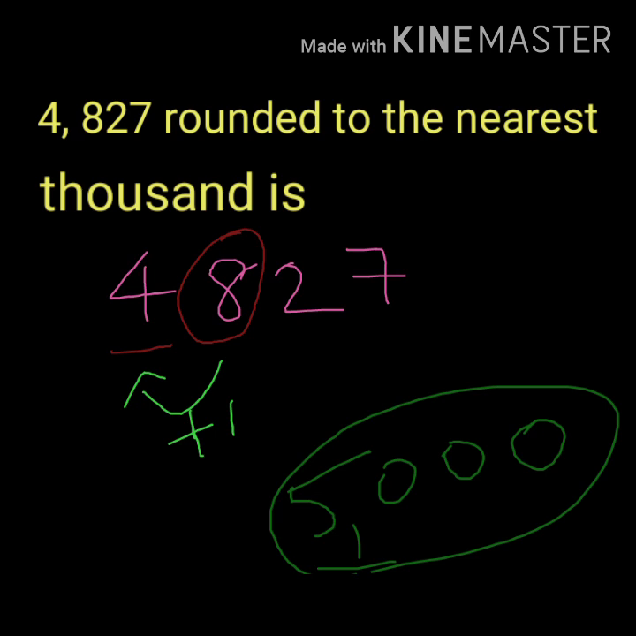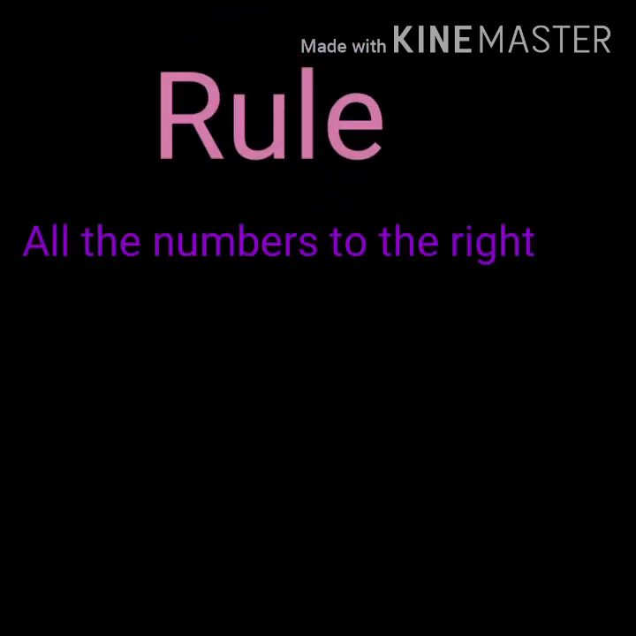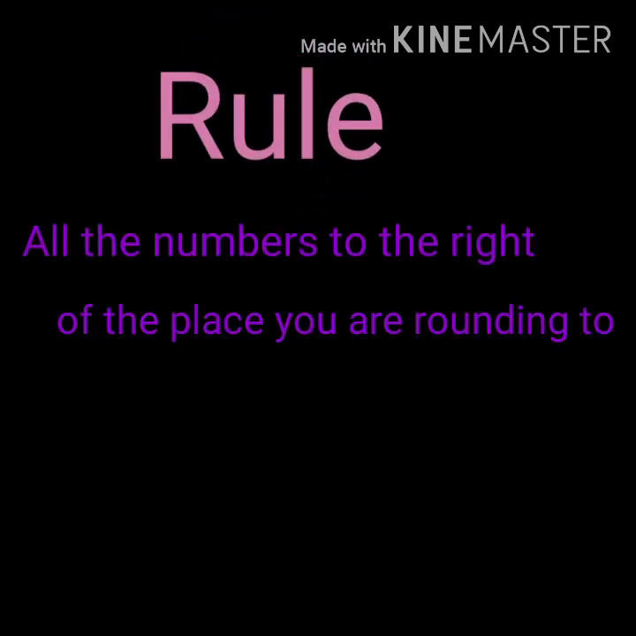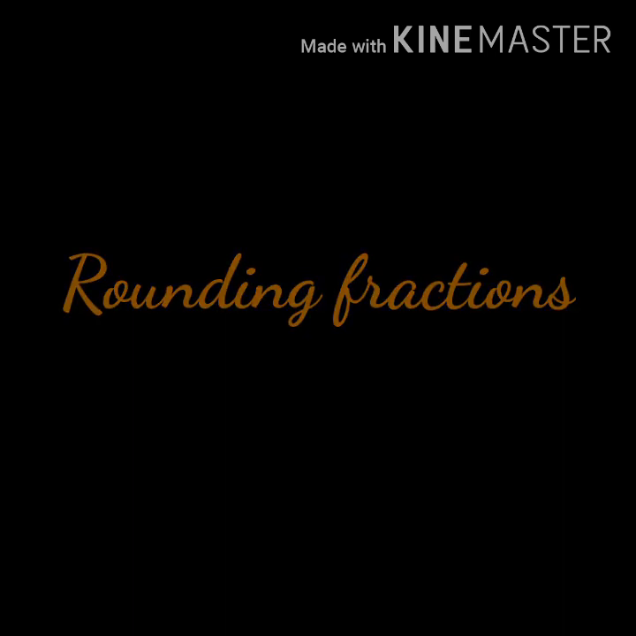will be 5000. Clear? So one point alone you should remember: all the numbers to the right of the place you are rounding to become zeros. So all the numbers after the underlined number, everything will be 0. Clear? Next, if you want to round off fractions, same thing.